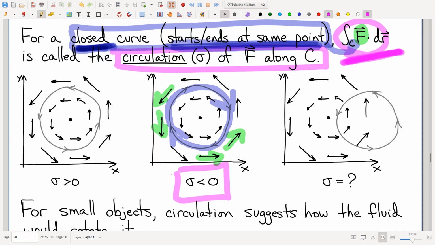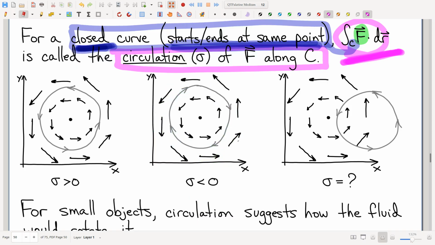Now, I will point out one thing here. This is a little bit counterintuitive. If you notice, these two pictures, these two cases we were just looking at, it's the same fluid. Exact same vector field, exact same integrand. If it's the same fluid, how come for one of them the circulation's positive and for the other one it's negative? It doesn't seem right. Yeah, same fluid, why wouldn't it be the same circulation?